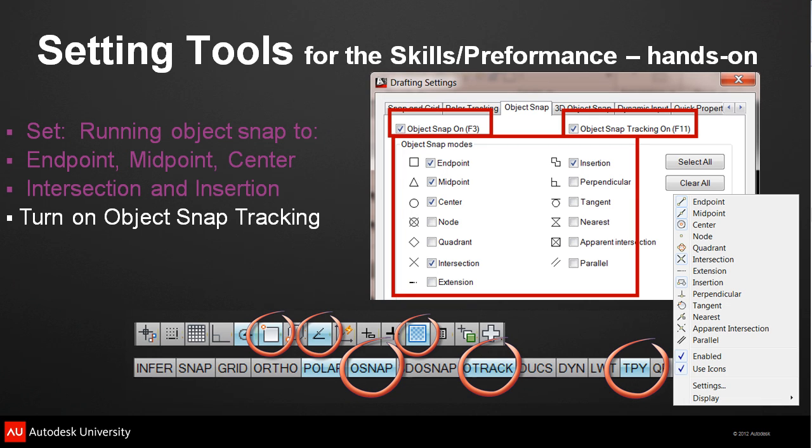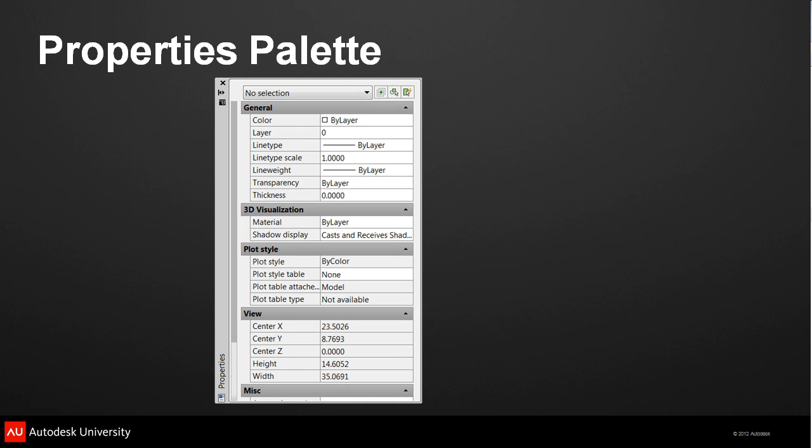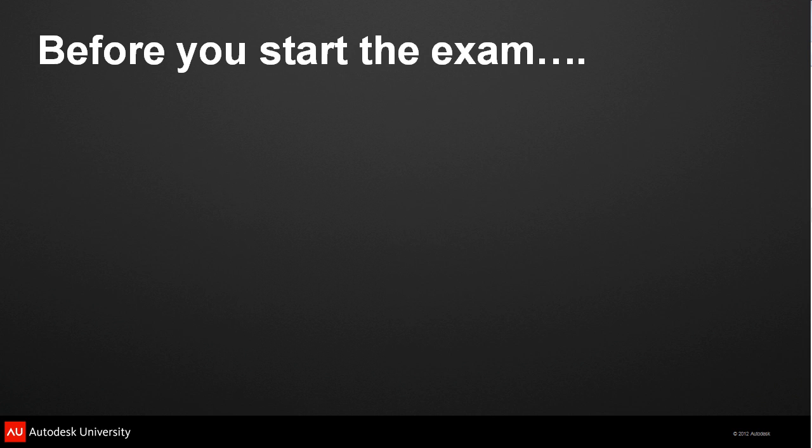Turn on your object snap tracking. You may want to turn on Show Hide Transparency. Now, these are the tools that I turn on every day, but you may not really need Show Hide Transparency. It's just something that I've been doing over the years. Also, turn on your Properties palette. Dock your Properties palette to the right or the left, or float it. But do set the Properties palette, because you may be using it throughout the exam.